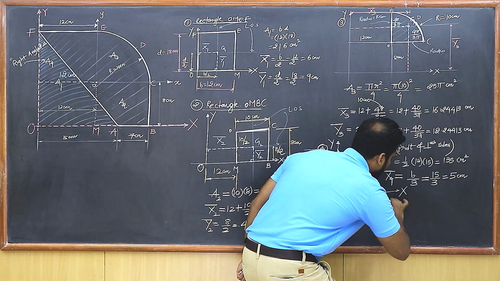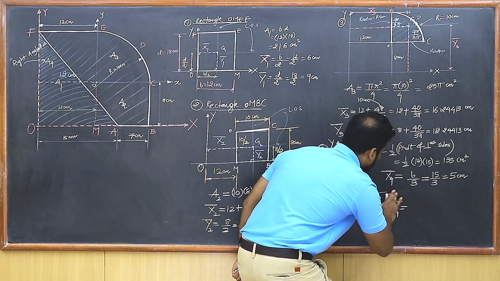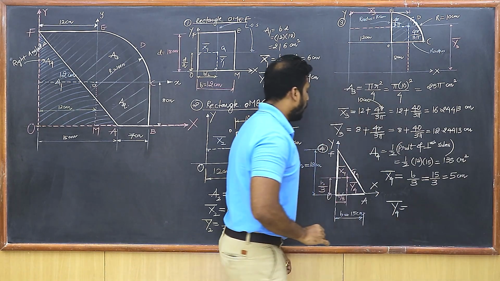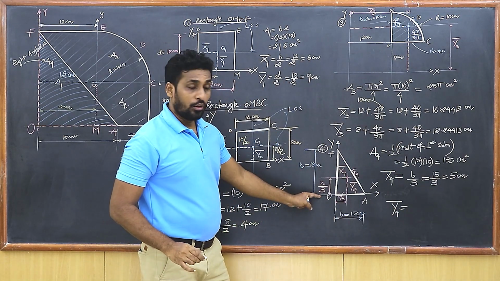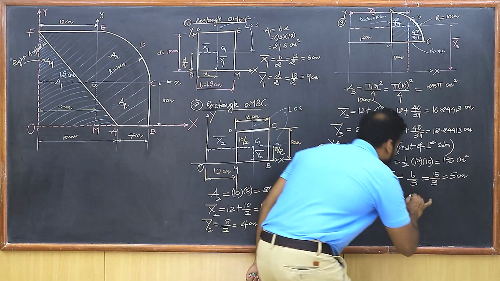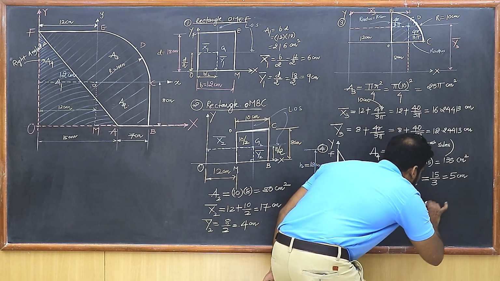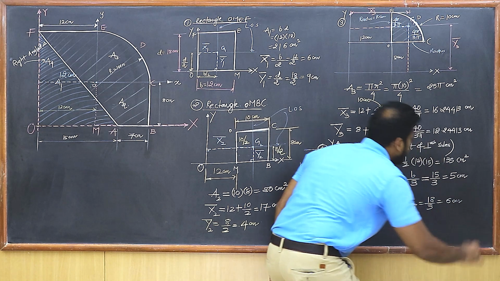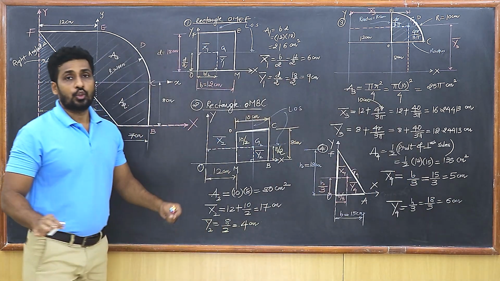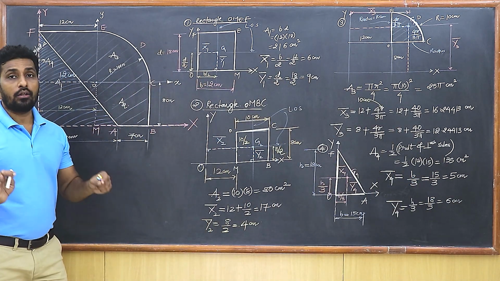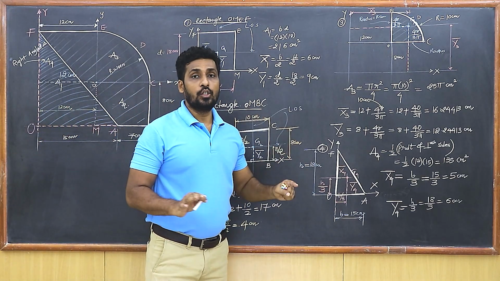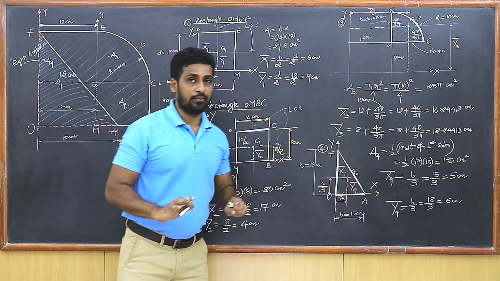And let's get y4 bar also. So y4 bar is going to be h upon 3. H is 18. So I write here h upon 3. That's 18 upon 3, which becomes 6 centimeters. So students, so far what things have I got? I have got areas and x bar, y bar values for all the 4 standard shapes, isn't it?